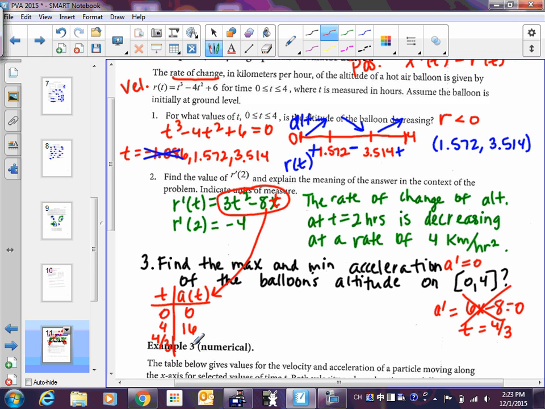All right, I'm going to give you these numbers, and we are going to go over this again. But your maximum is going to be 16 kilometers per hour squared, and your minimum is going to be negative 16/3 kilometers per hour squared.